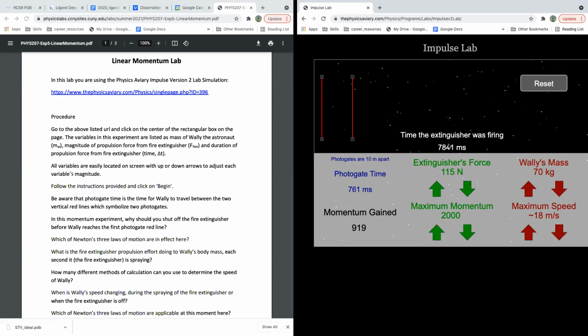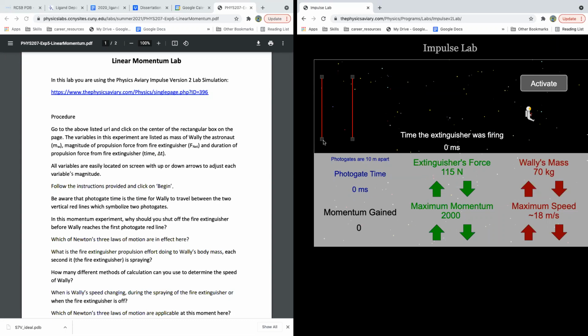So these three, the time the extinguisher was firing, the extinguisher's force, and Wally's mass, are three variables we need to control. Whenever we do any experiment, we only change one of the variables. So we can reset. The photo gate time is the time for Wally to travel between these two vertical red lines, which symbolize the two photo gates.